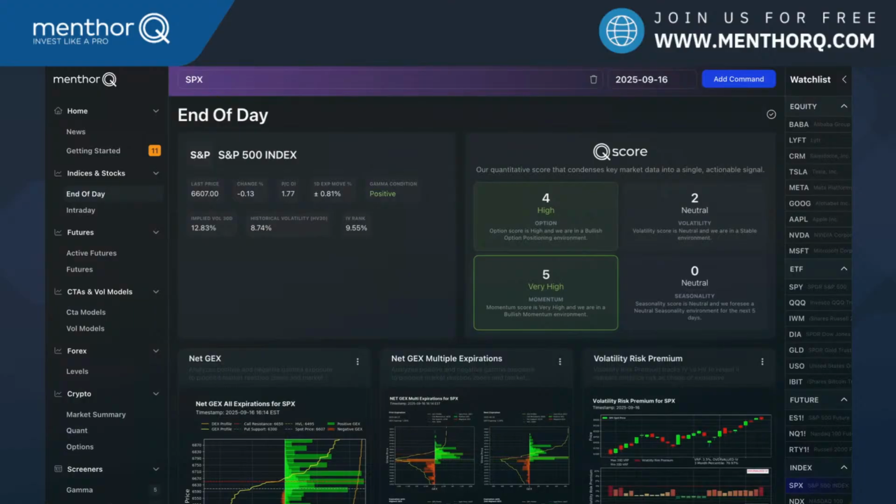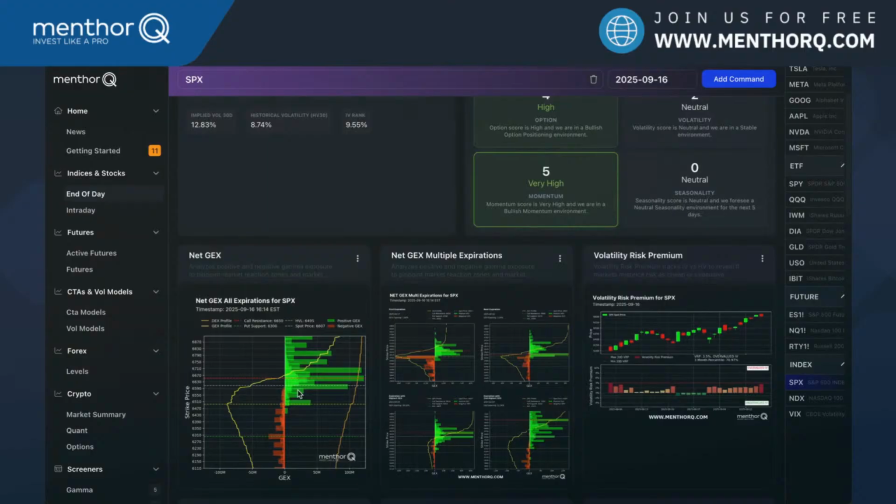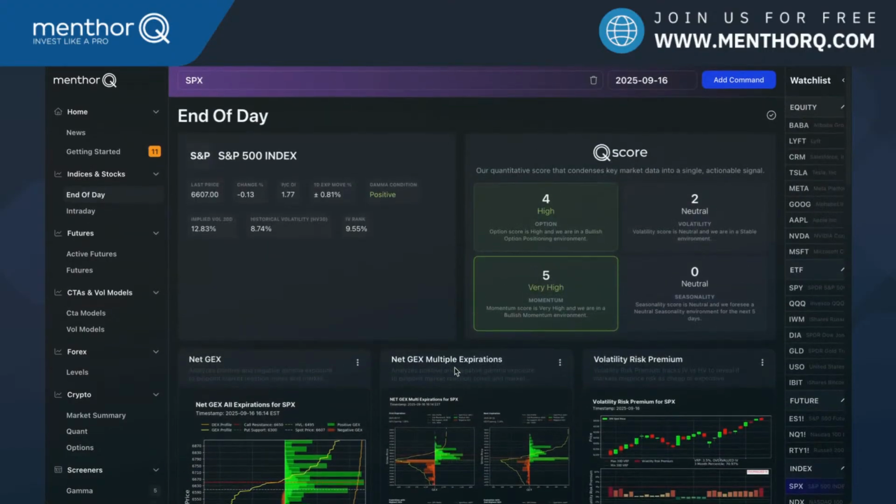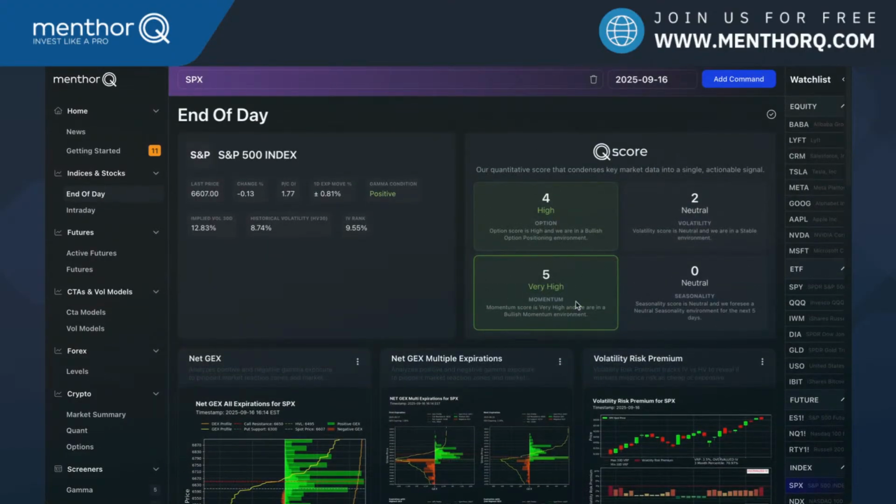The Q score is our proprietary score, and is looking at option activity, momentum, volatility, and seasonality. So right now we are in a very bullish bias on SPX coming from the option market. So the option market is still positioned for an upside move. We can see it also from those charts here. The momentum is very strong, so we are actually at the maximum level. And for those who want to learn more about this score, we have dedicated videos that can show you how to use it. And then basically, volatility is kind of low, so we are in a low volatility environment.